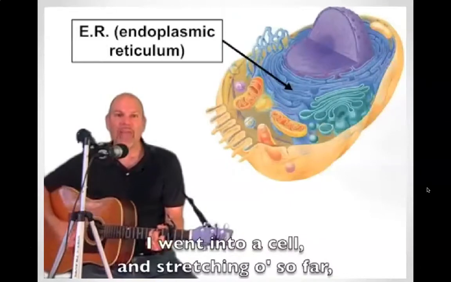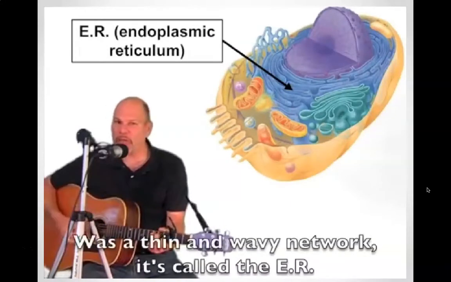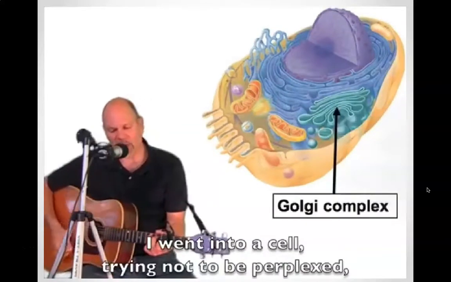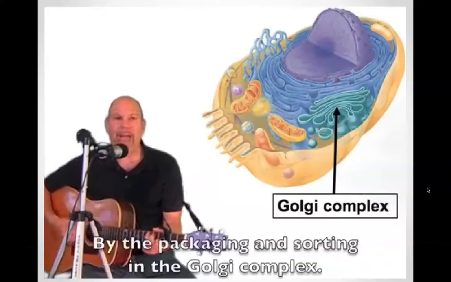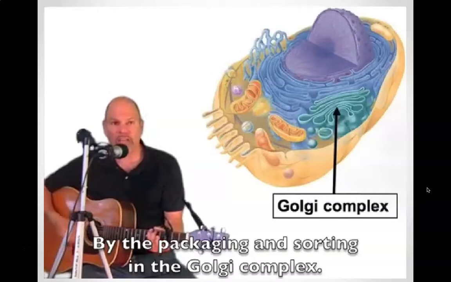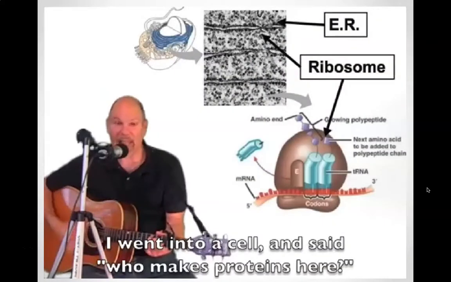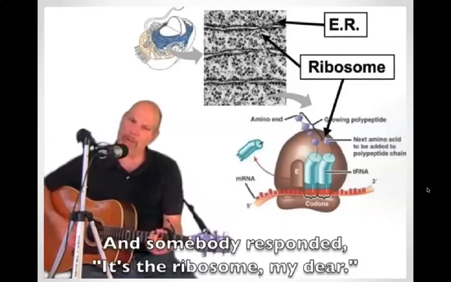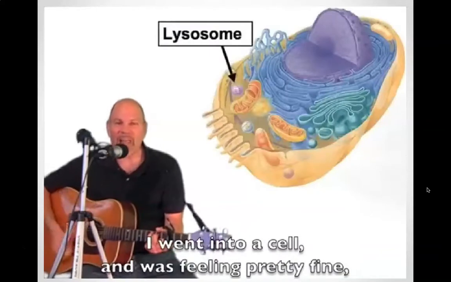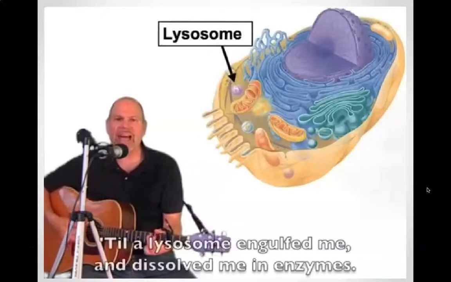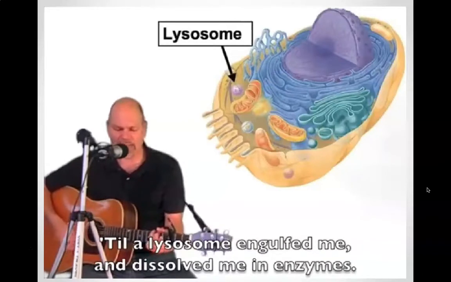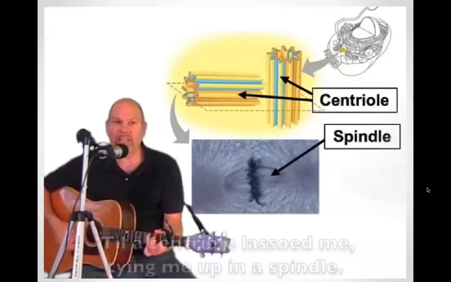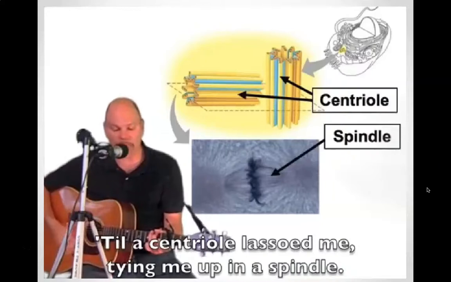I went into a cell, and stretching oh so far was a thin and wavy network. It's called the ER. I went into a cell trying not to be perplexed by the packaging and sorting in the Golgi complex. I went into a cell and said, who makes proteins here? And somebody responded, it's the ribosome, my dear. I went into a cell and was feeling pretty fine till a lysosome engulfed me and dissolved me in enzymes. I went into a cell and was feeling pretty nimble till a centriole lassoed me, tying me up in a spindle.